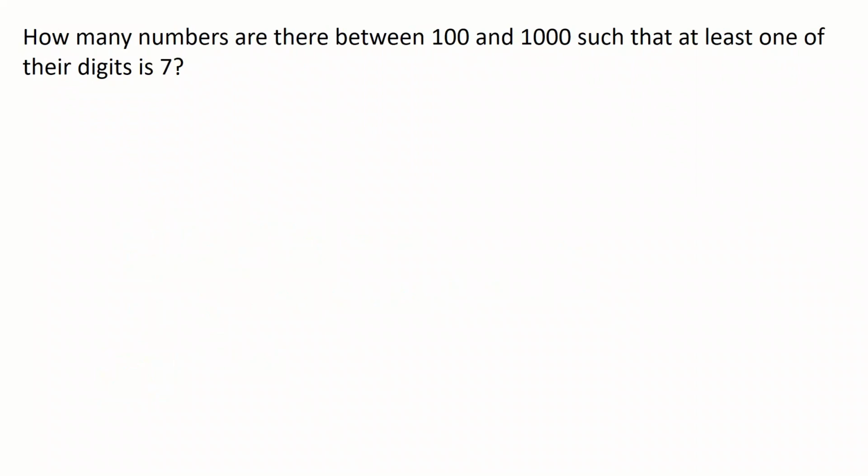How many numbers are there between 100 and 1000 such that at least one of their digits is 7? Alright, so focus on the question. It says how many numbers between 100 and 1000. That means the number has to be essentially a number of 3 digits. It says between 100 and 1000, so 100 and 1000 are not included. So we have numbers starting from 101 all the way up to 999. So essentially all of these numbers are 3-digit. So we have to make 3-digit numbers, and it says that at least one of them has to be 7.